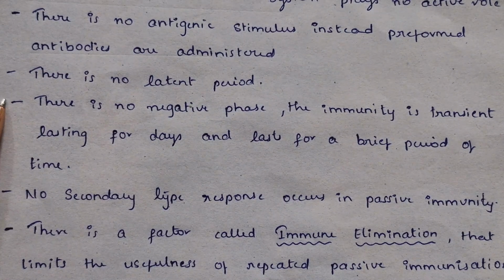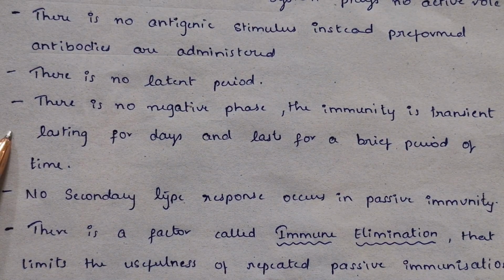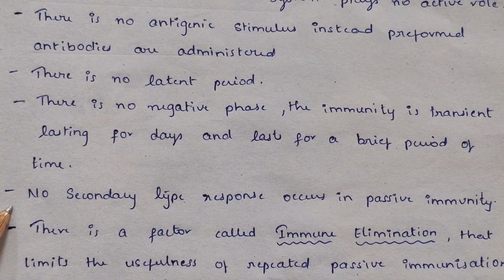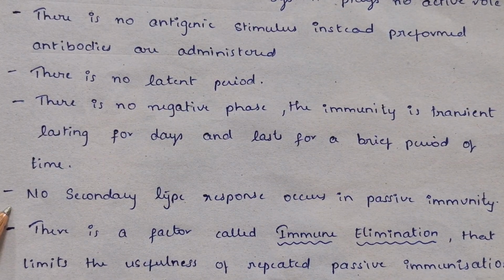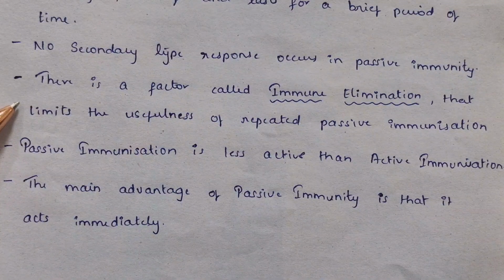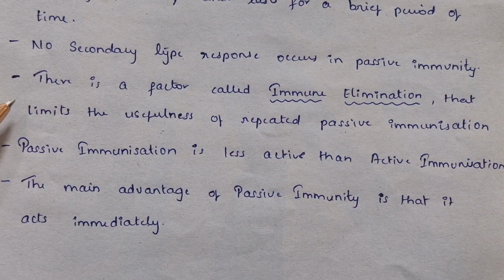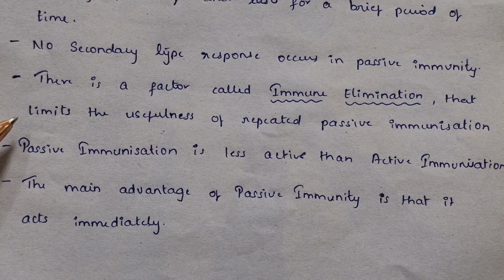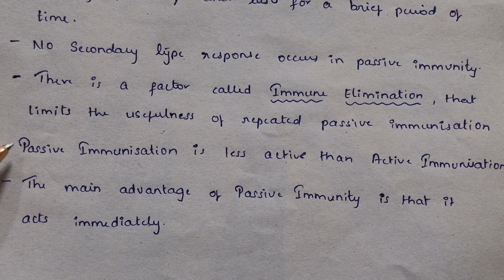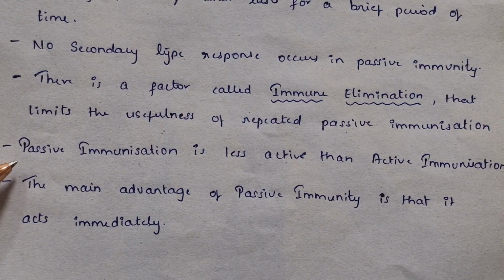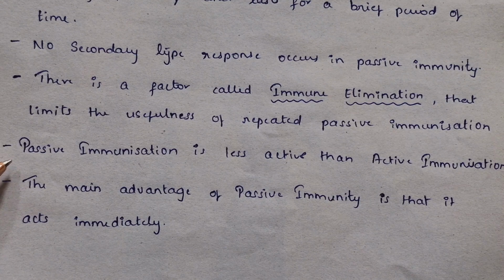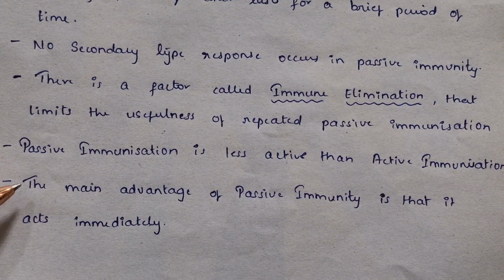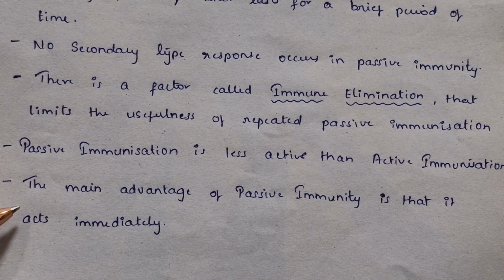The immunity is transient, lasting for days and lasts for a brief period of time. No secondary type response occurs in passive immunity. There is a factor called immune elimination that limits the usefulness of repeated passive immunization. Passive immunization is less effective than active immunization. The main advantage of passive immunity is that it acts immediately.